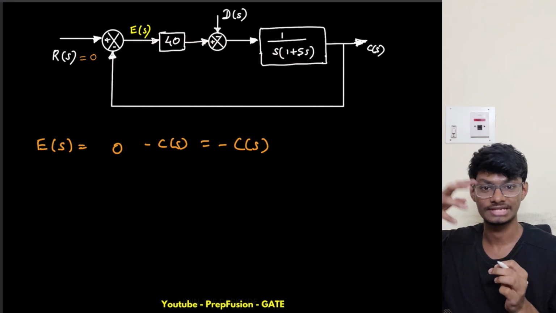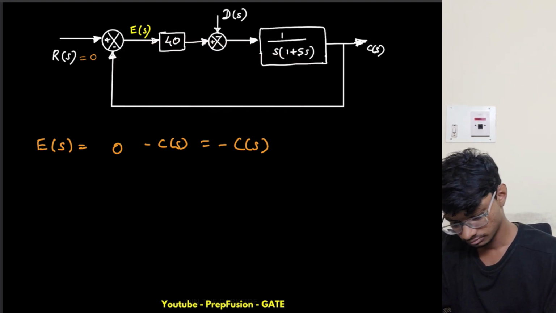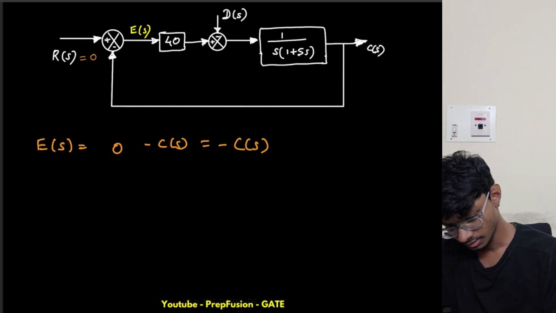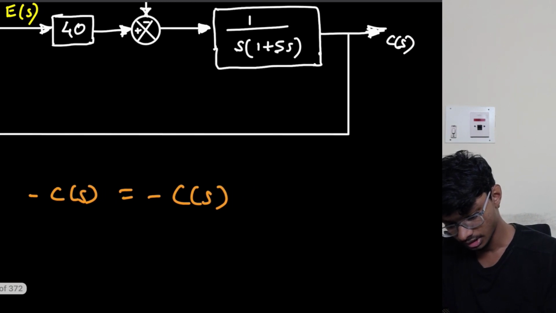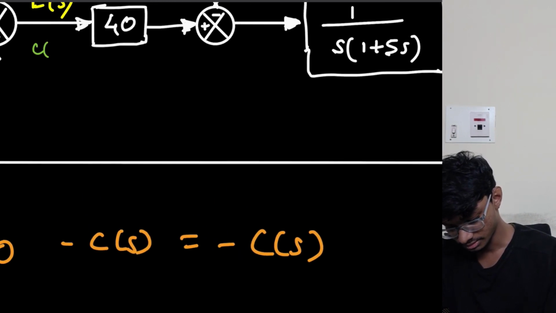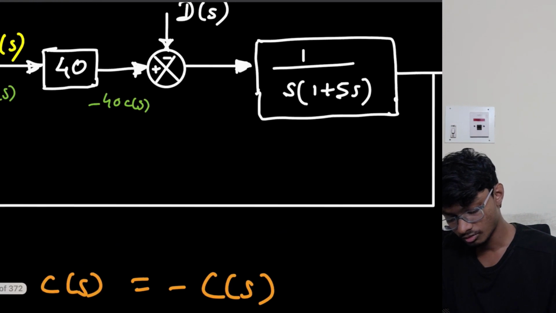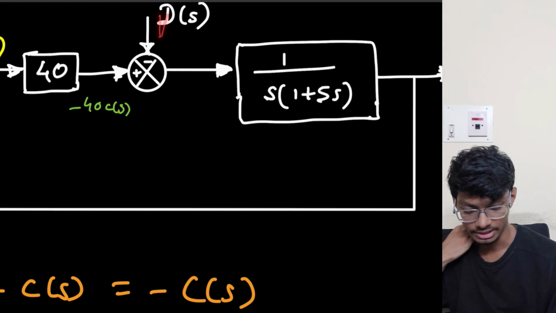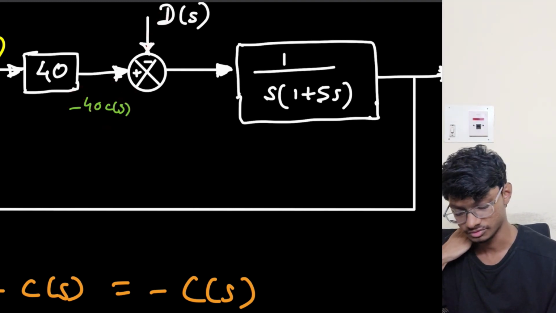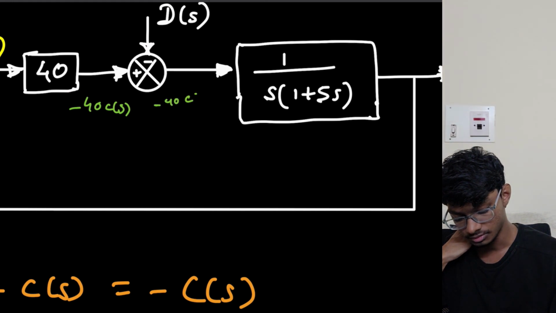Again, that second chapter is coming into action, block diagram, right? So here I have C(s), which is getting multiplied by 40. So at this point I will have minus C(s), sorry, so this will be minus 40 into C(s). Here I am subtracting my D(s) with this, so this will be minus 40 into C(s) minus D(s), right?